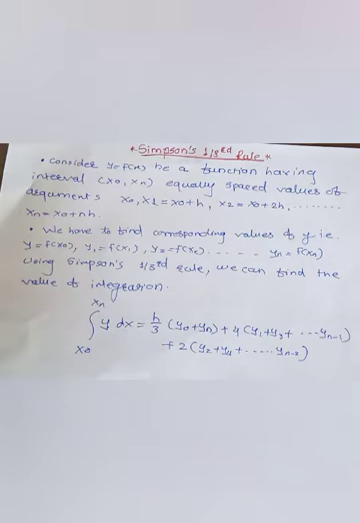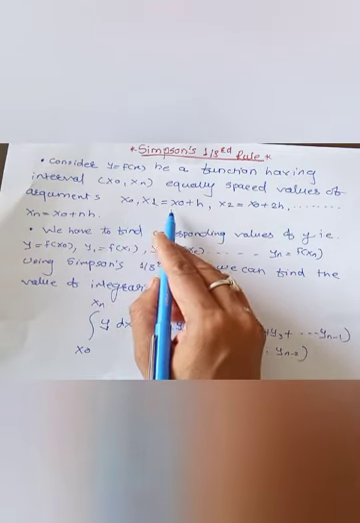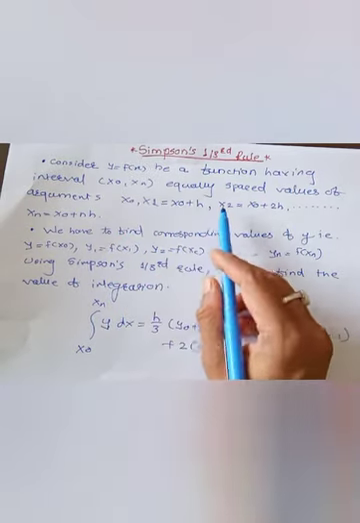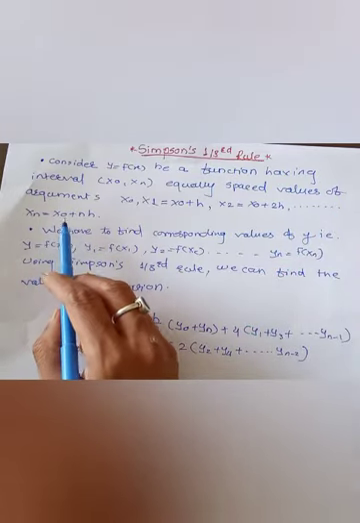So let us consider y is equal to f(x), a function with interval x0 to xn, which has equally spaced values of arguments as x0, x1 is equal to x0 plus h, x2 is equal to x0 plus 2h, up to xn is equal to x0 plus nh.